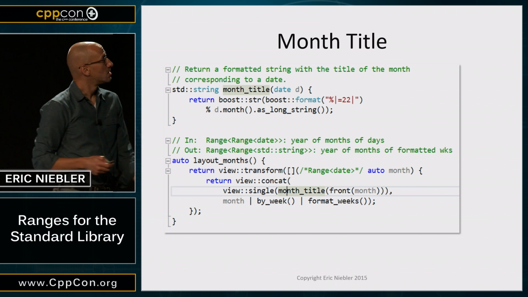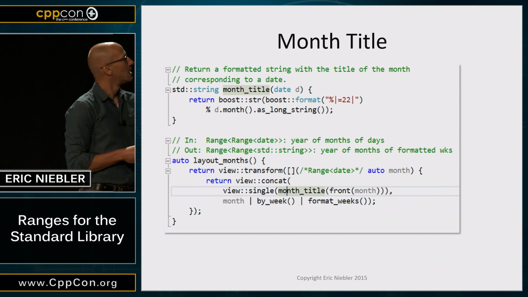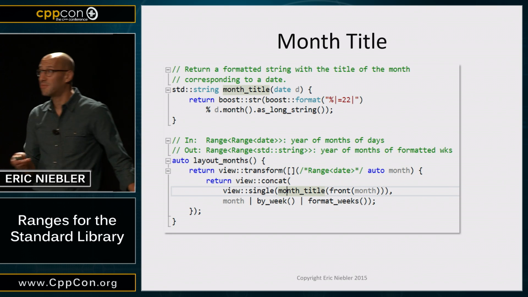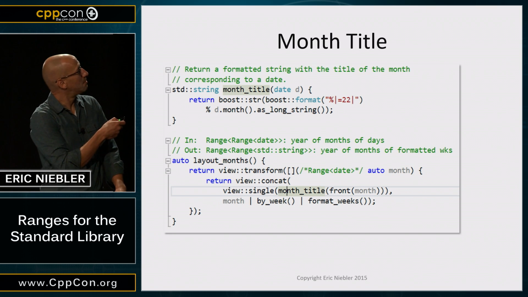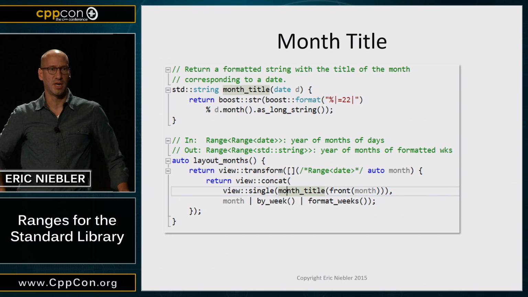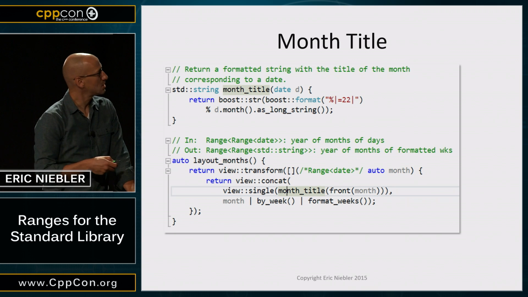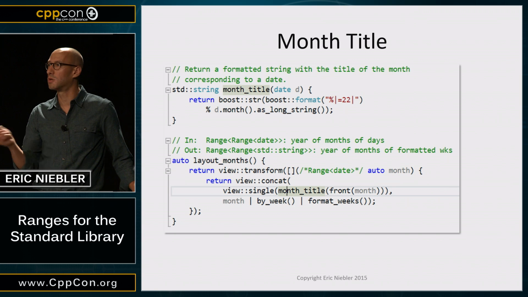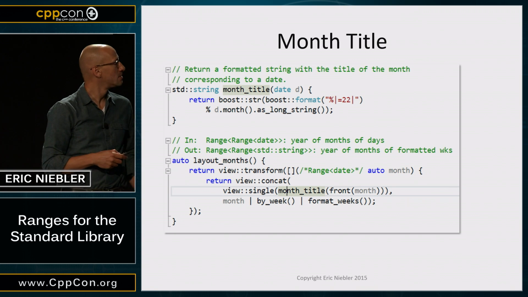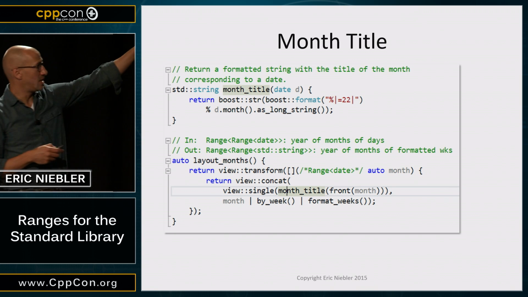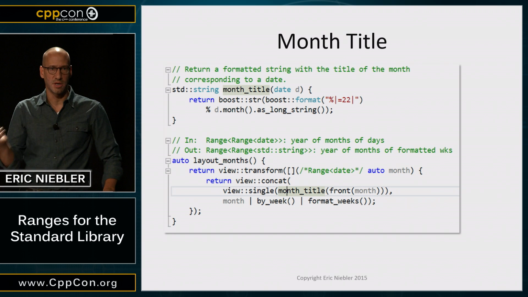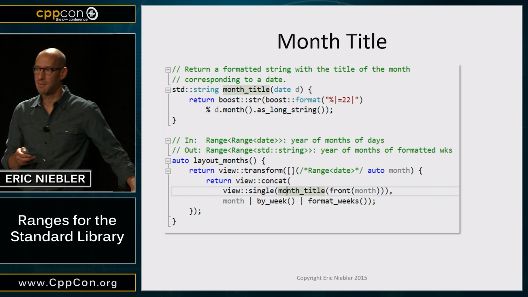Okay, so let's take the month title first. DateTime has this great function called month as long string, which gives us the month title, so I don't have to worry about localization or anything like that. So here's a function that takes a date and returns a string representing the name of the month.